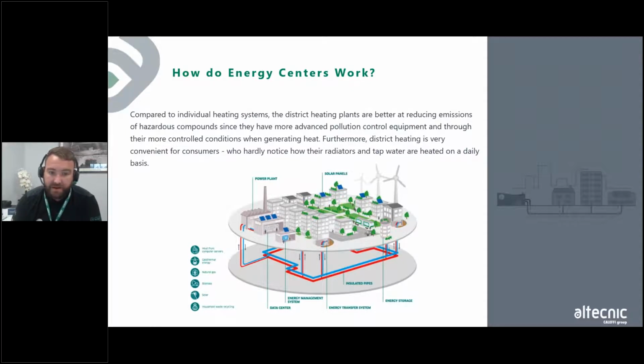We can see here again another typical sort of, this is a town, shall we say, and they've got various forms of energy efficiency here. So we have a power plant, which is obviously producing the heat network. We can see on the left hand side there the pipes that come from the power plant.